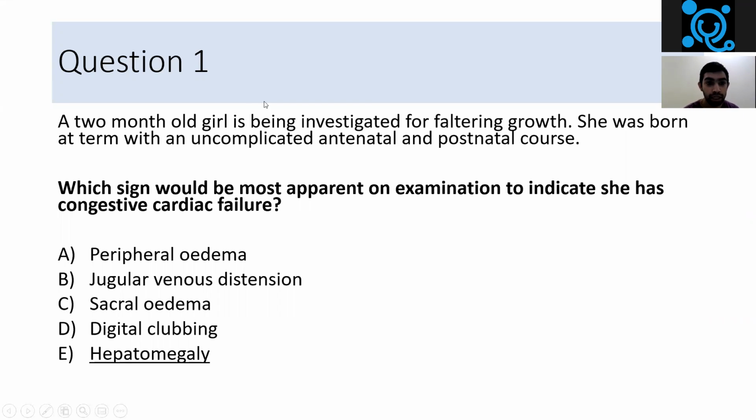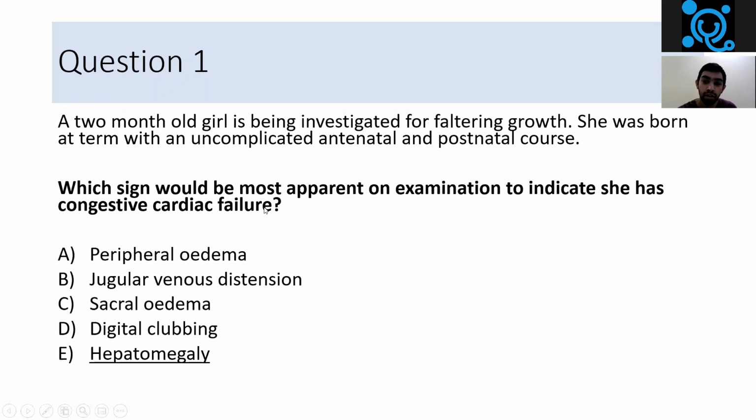So first of all, let's start off with the topic that we're discussing. Faltering growth is when a child is not following the trajectory we'd expect them to in terms of their weight and height percentiles. And there are a whole list of causes for this. One key cause that you need to think about is, could this be cardiac related? And if it is cardiac related, you need to try and find evidence of them being in heart failure before you send them off to have an echo.